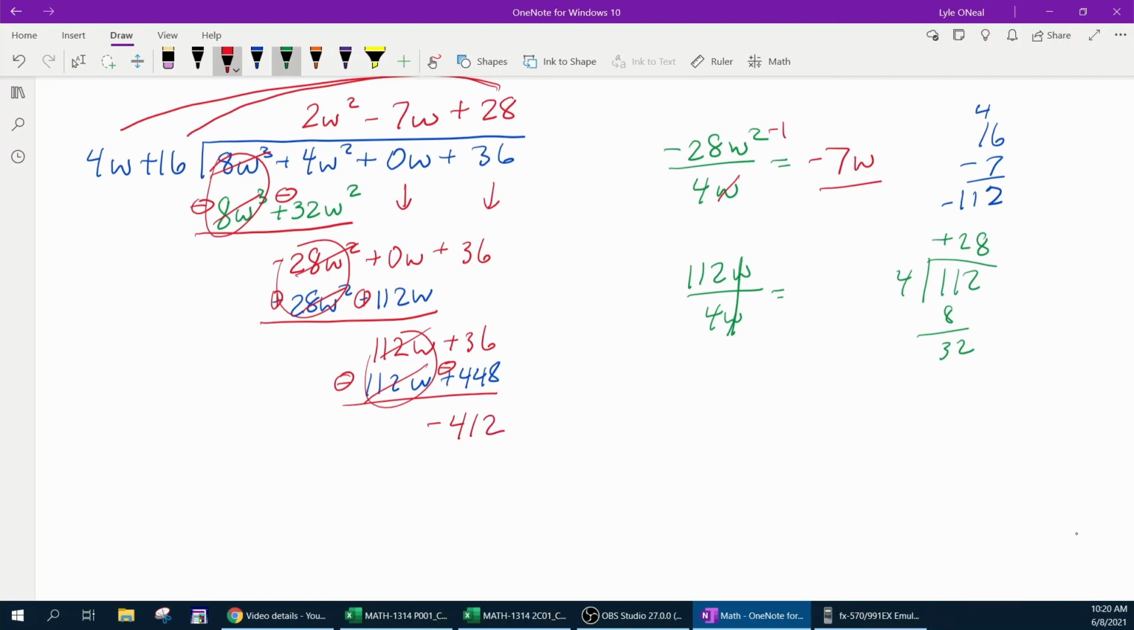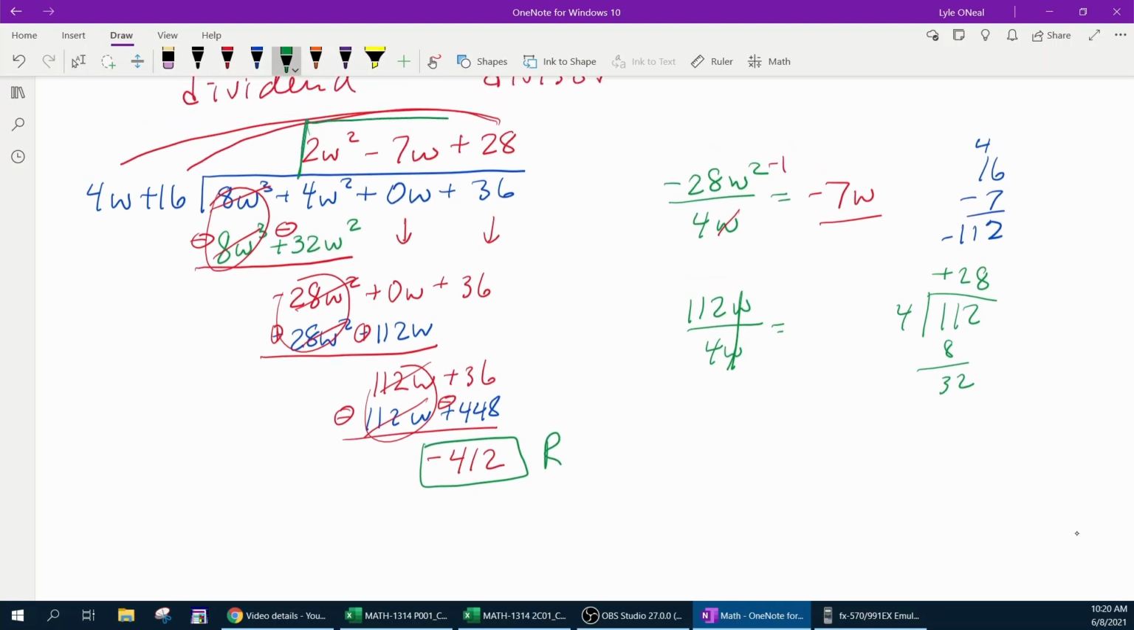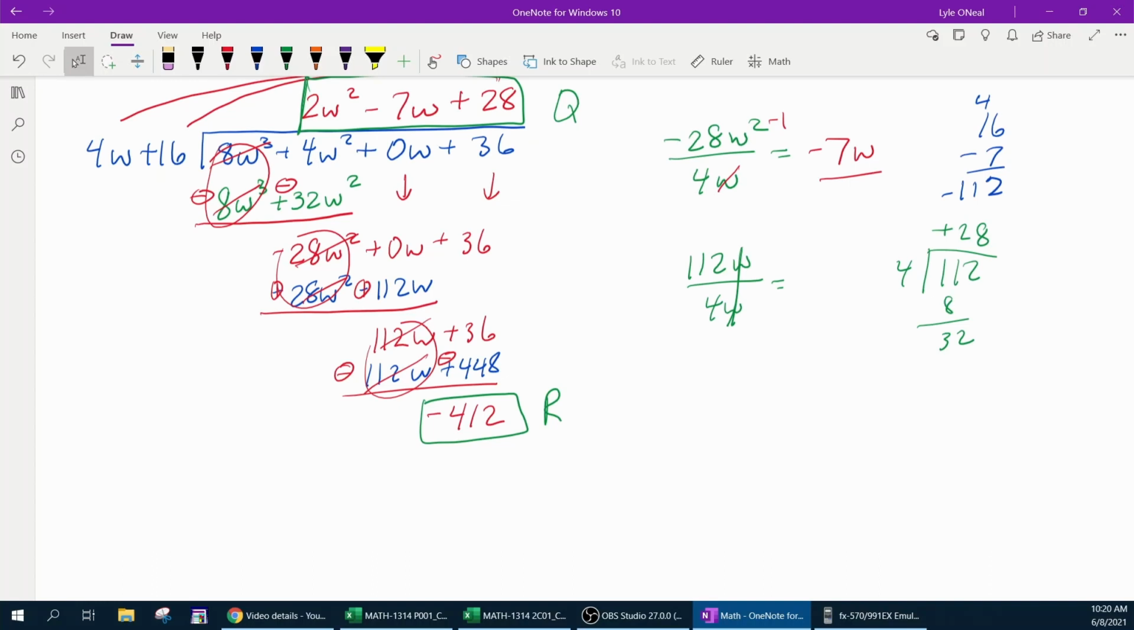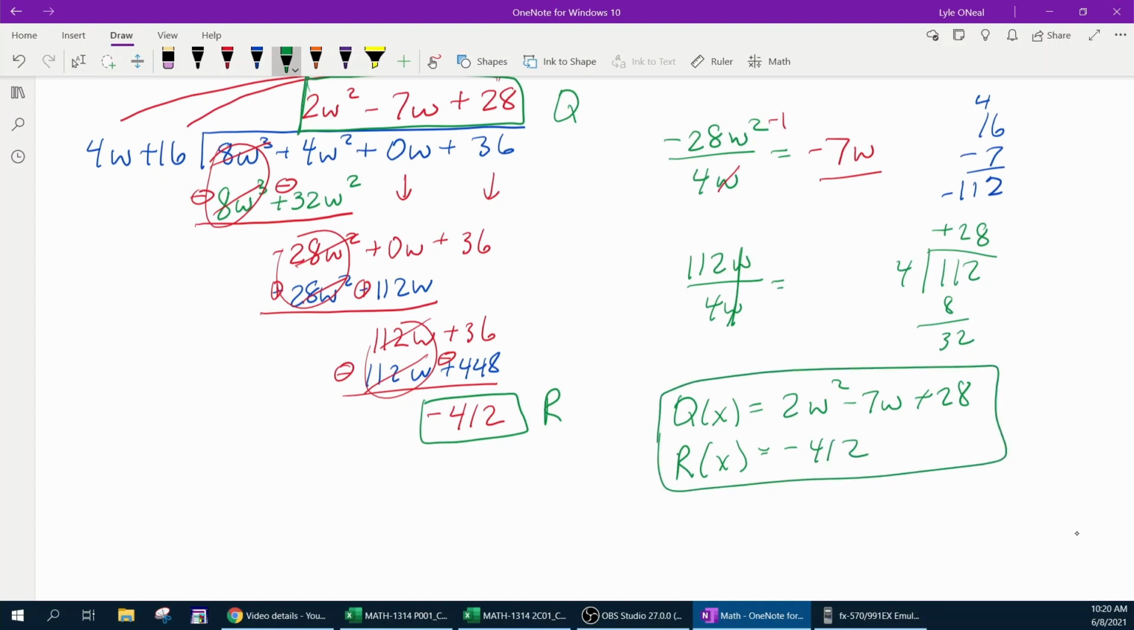Now, what are the pieces of the answer here? Well, this number here is the remainder, and the stuff up top is the quotient. So you've got your quotient and remainder, and if it says to write it in function notation, that would be Q of x equals 2w squared minus 7w plus 28, and the remainder is negative 412. That's in function notation.